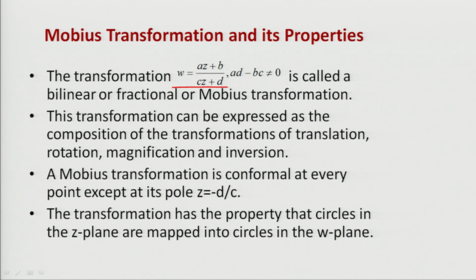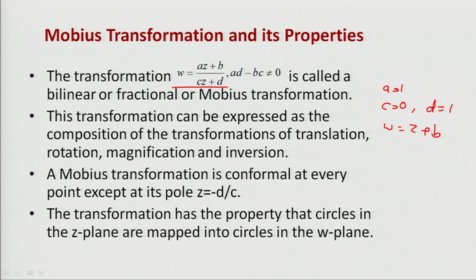The first property is that this transformation can be expressed as the composition of the transformations of translation, rotation, magnification and inversion. For example, if we take A is equal to 1, C is equal to 0 and D is equal to 1, then we will get translation. You can check it, this is Z plus B. Similarly, if we take A is equal to e to the power iota alpha and B is equal to 0, C is equal to 0, D is equal to 1, then you will get the rotation, and similarly you can describe the others. So, this is correct.